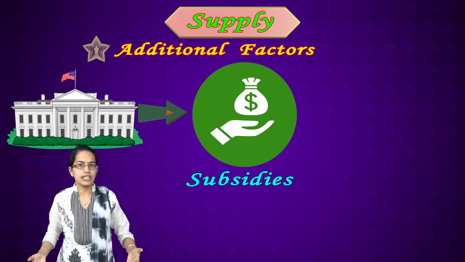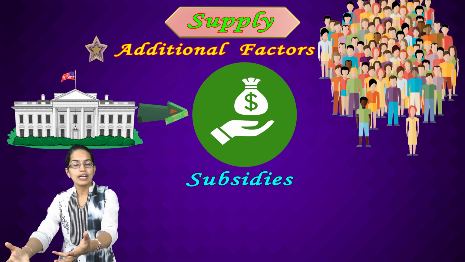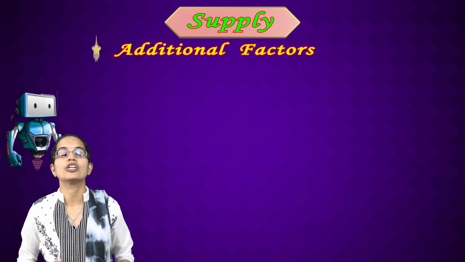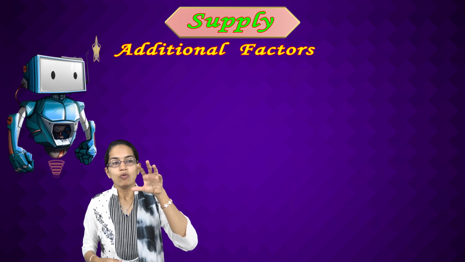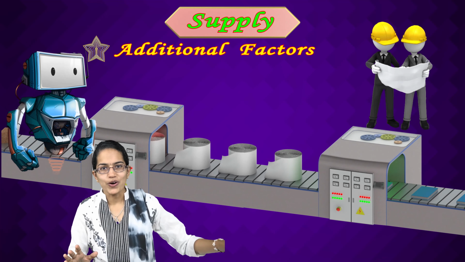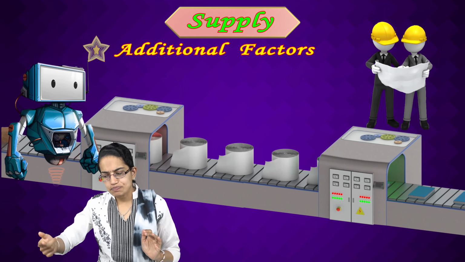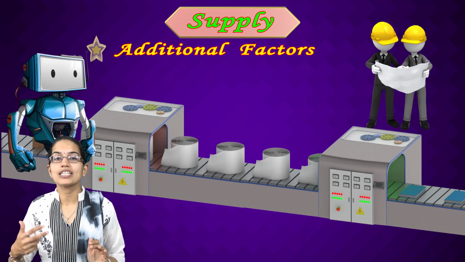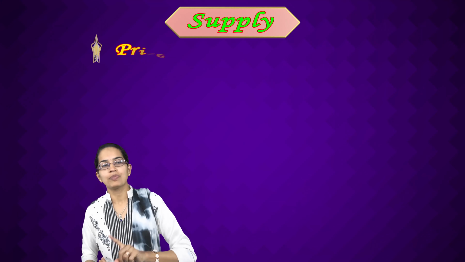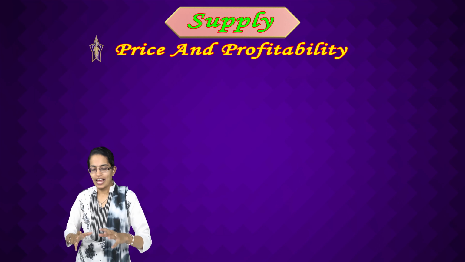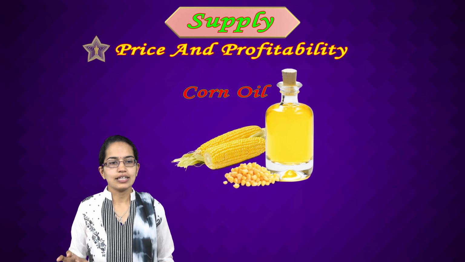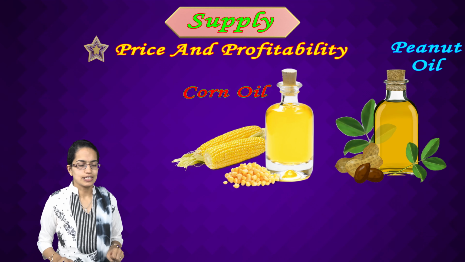If government is providing subsidies, what would happen is there would be more market, more room for production and my supply would increase. The next is technological progress. With technological advancement, while I was able to produce one commodity, now I am able to produce 10 such commodities and my production would increase, so technological enhancements would definitely increase your supply. Similarly, price and profitability go hand in hand. So what happens is, I have two commodities. Let's say one is corn oil and the other is groundnut oil or peanut oil that is there in the market.